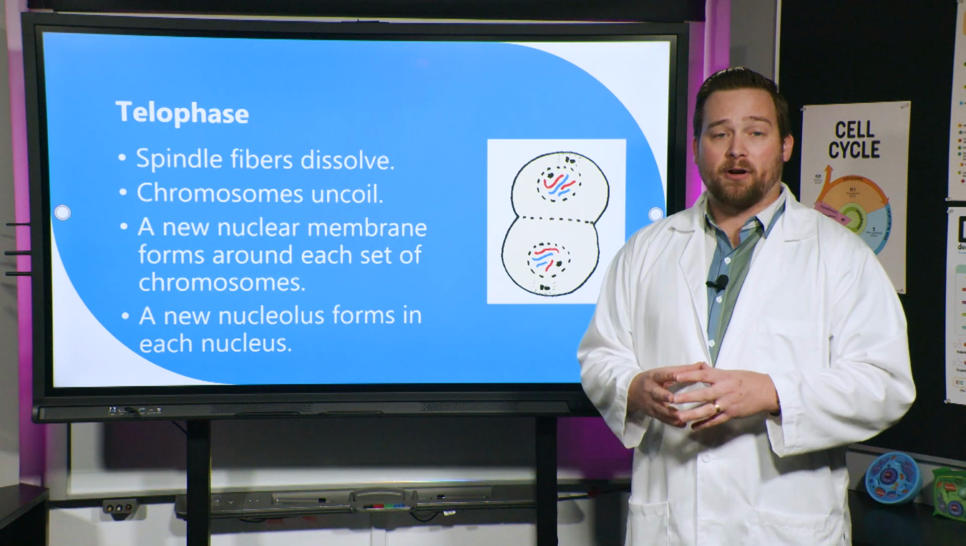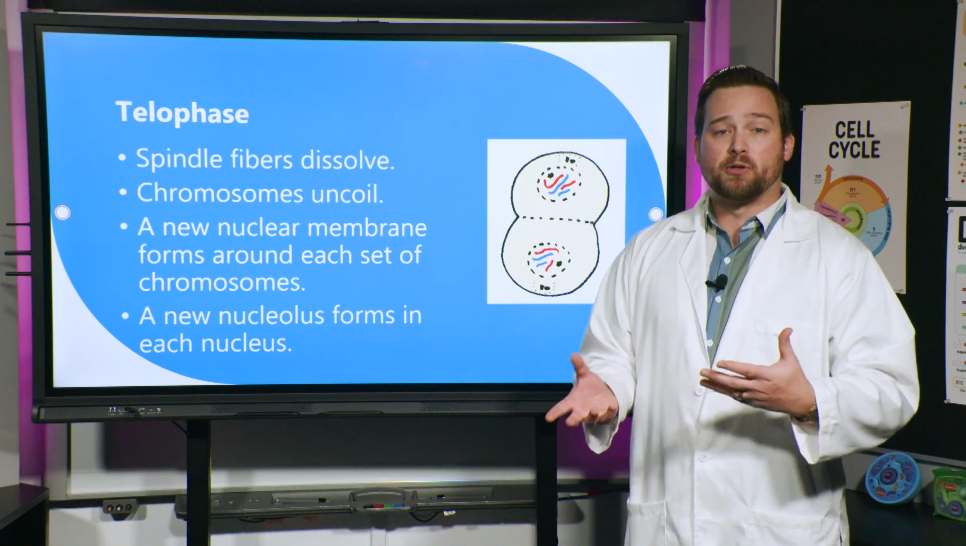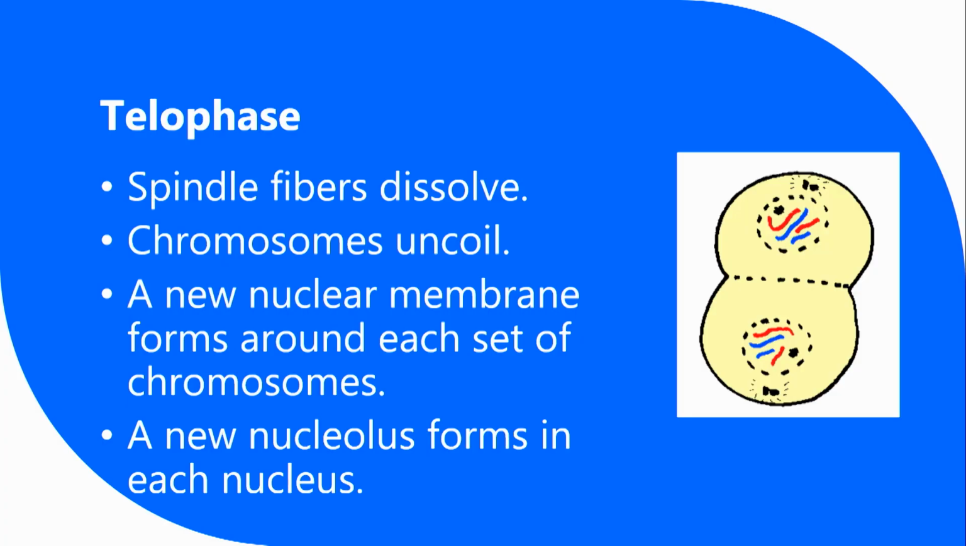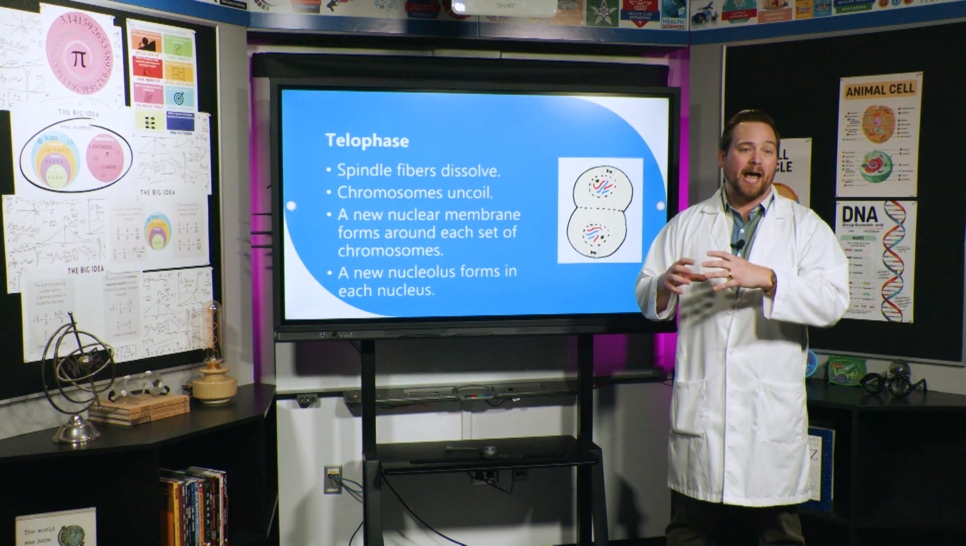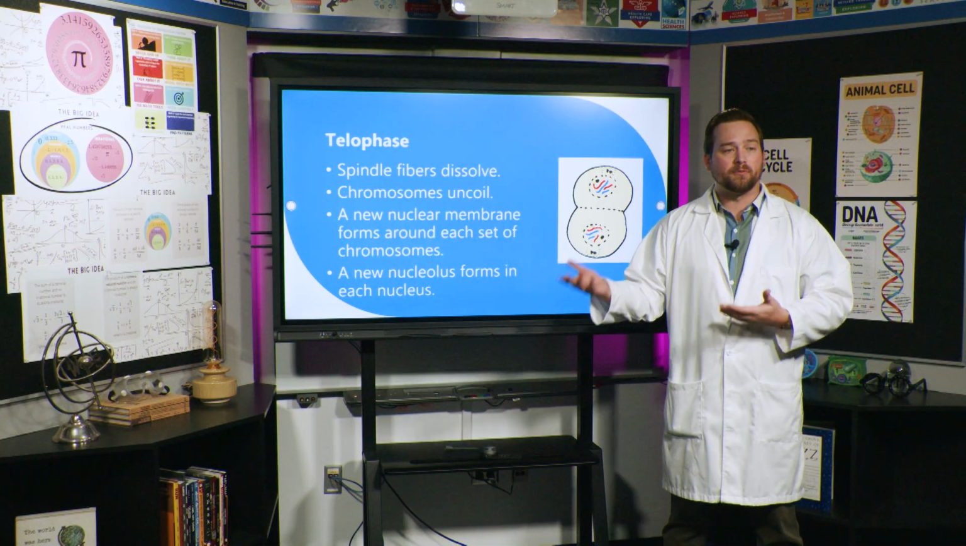So here are some things that are happening in telophase. First, the spindle fibers dissolve. We don't see those long lines coming off the centrioles anymore. The chromosomes are going to start to uncoil. Remember, chromosomes are actually chromatin that's very densely coiled up, so that starts to be reversed. Those chromosomes start to relax and move into that chromatin form.